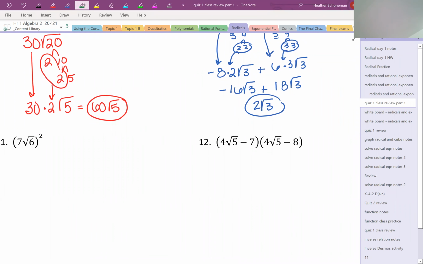Number 11, when you square a radical, you're going to square each term. So 7 squared is 49. The square root of 6 squared would be the square root of 36, which is just 6. When you square a radical, it cancels it.